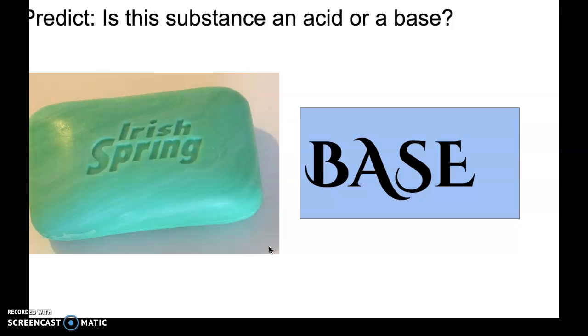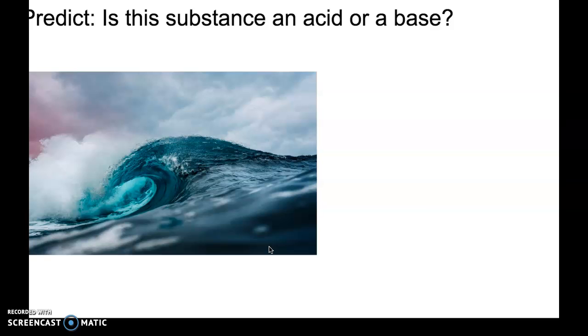Obviously, we've put this for general soap because it's on us. We've added some other chemicals that make it not so harmful, but if you put pure lye, which is what soap is generally made out of, that's pretty basic, and it can actually burn your skin if you don't mix it with other things. And we've got ocean water.